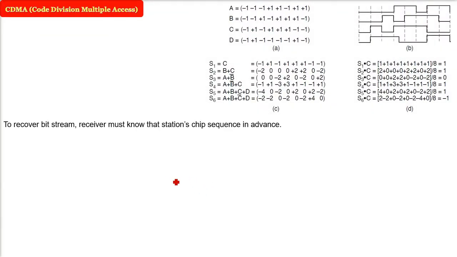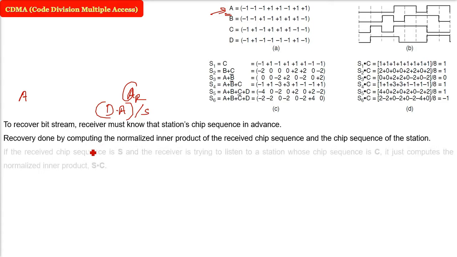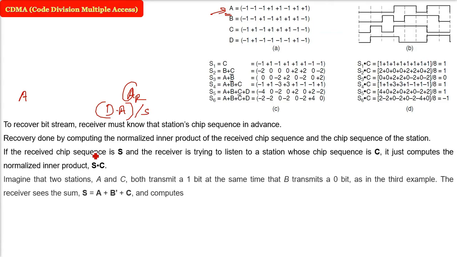In order to recover the bit stream, the receiver must know the station's chip sequence in advance. If A is sending something, the receiver of A needs to know the actual sequence. So recovery is done by computing the normalized inner product of the received chip sequence and the chip sequence of the station. That is, the content in the channel multiplied by the chip sequence of that particular station, and you divide by the number of stations.